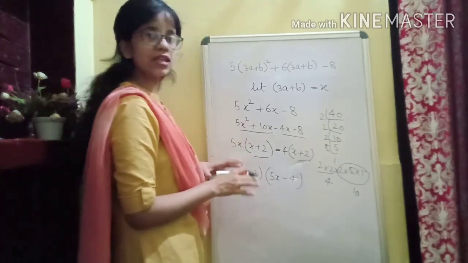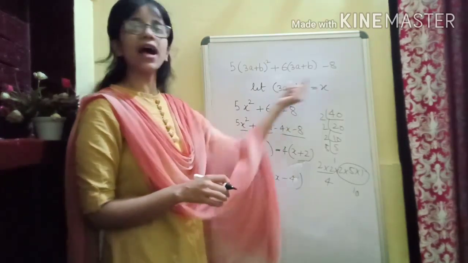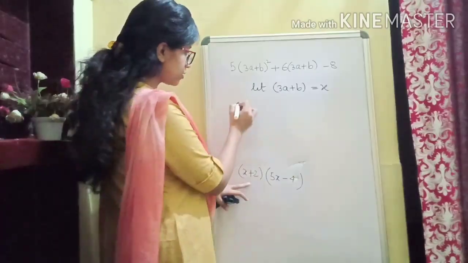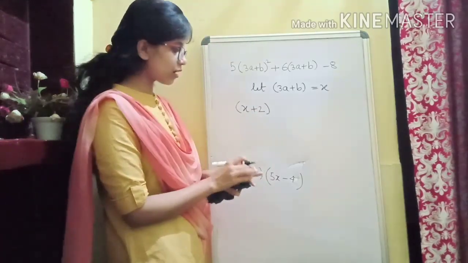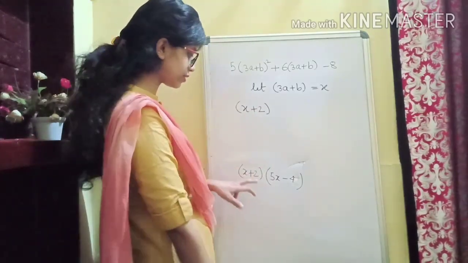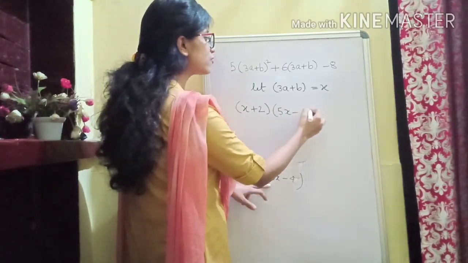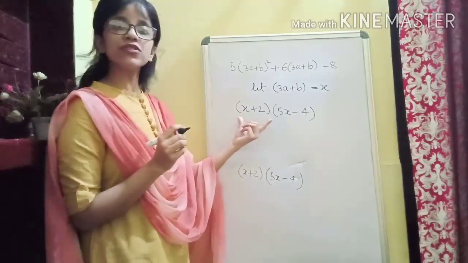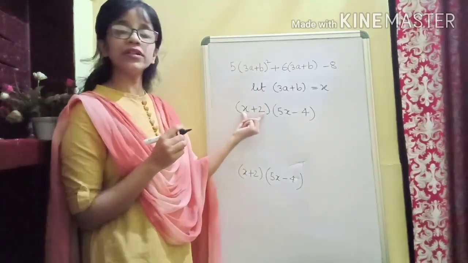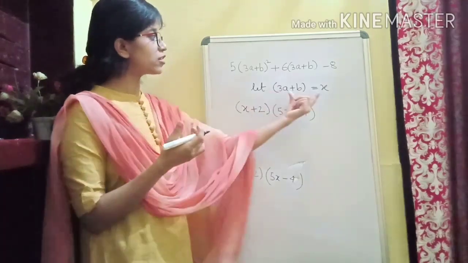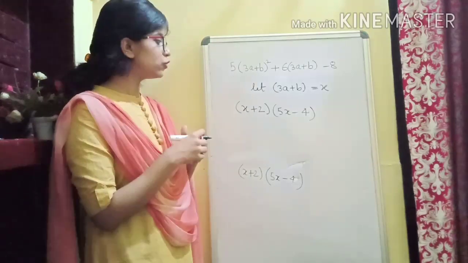So this is the solution we have got when we considered 3a + b as x. Here is our answer: we have factorized our trinomial in terms of x + 2, and in the next bracket we have 5x − 4. But you see, our question was asked in terms of a and b. It was not asked in terms of x. So what we have assumed, we are going to put back the value of x.